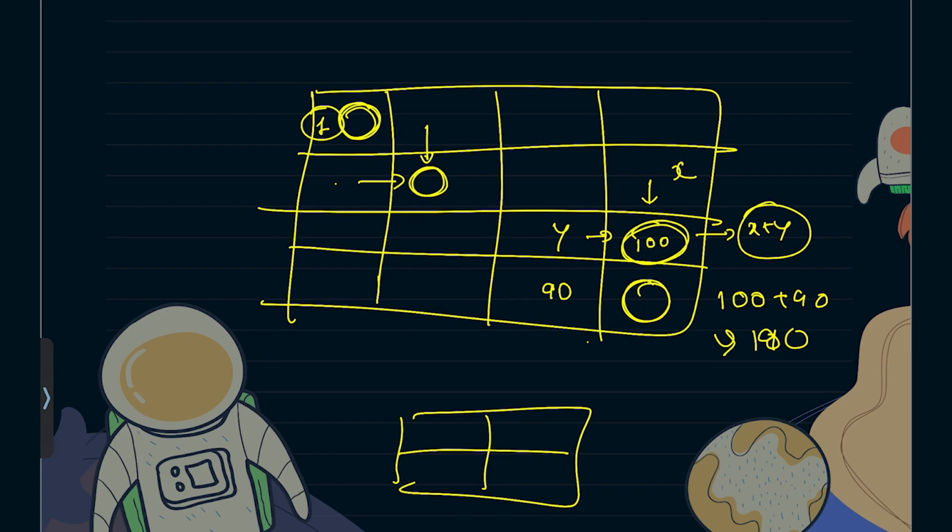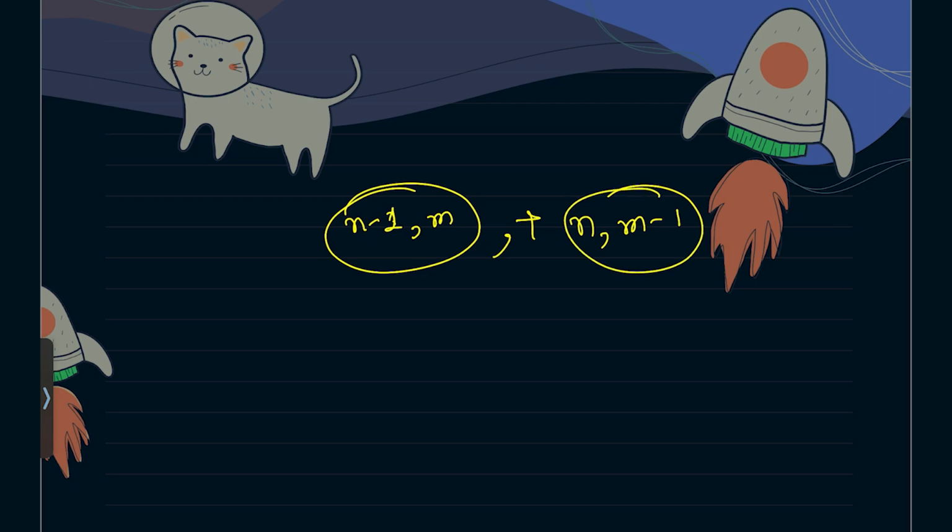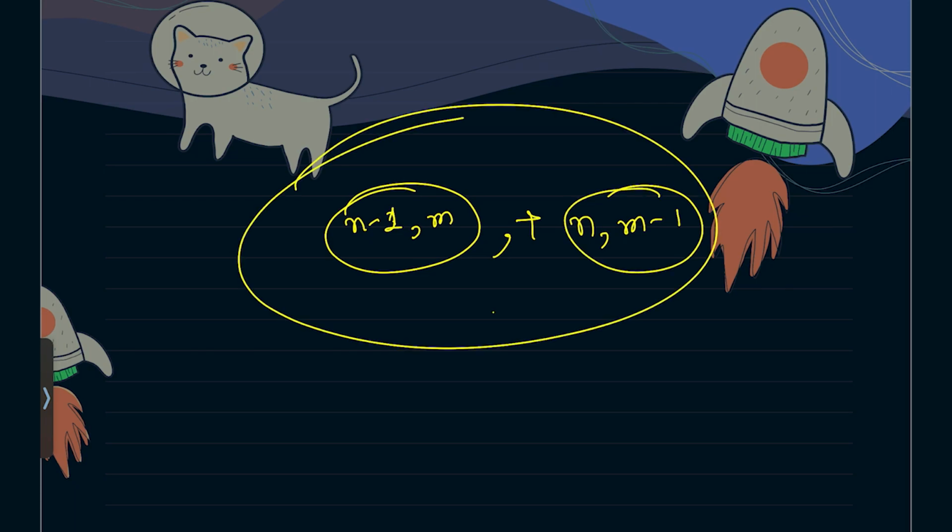This is how the whole recurrence formula of n minus 1 comma m added to n comma m minus 1 is coming up. This is the intuition. You draw a very small box. You think, okay, the sum from this and this is coming here, so why not the sum from that and that would be coming here?